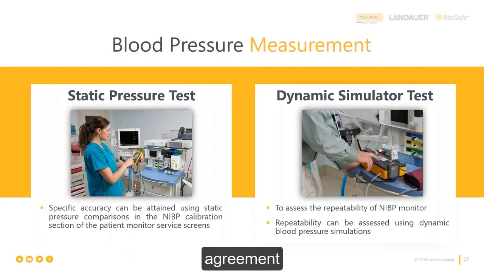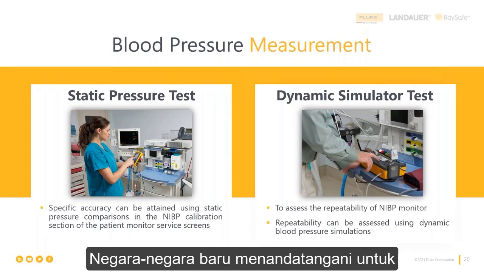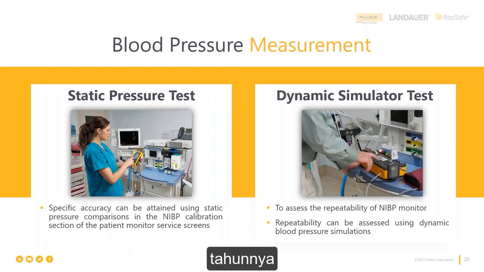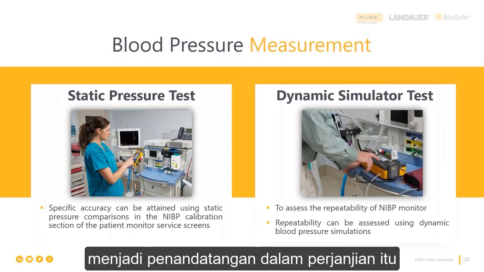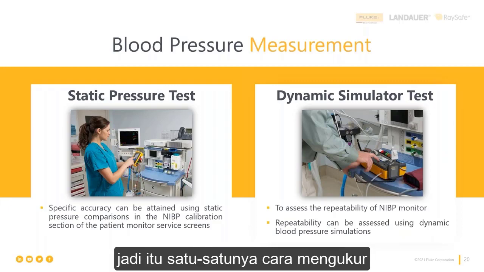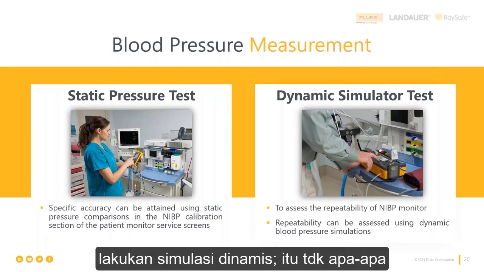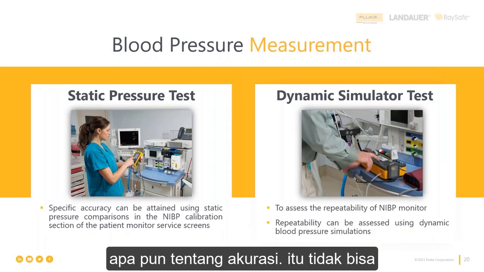It's an international agreement that is signed on to by many, many countries, and new countries are signing on to that international agreement every single year. And the United States has long been a signer onto that agreement. So that's the only way to measure accuracy. Now, that doesn't mean you don't want to do dynamic simulation. That's fine, but dynamic simulation cannot tell you anything about accuracy.